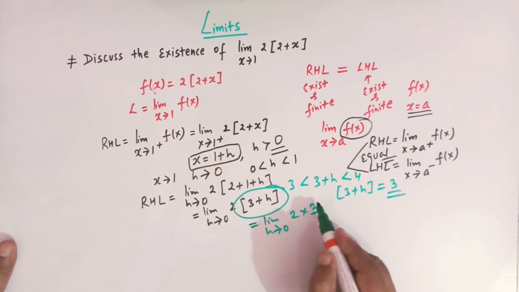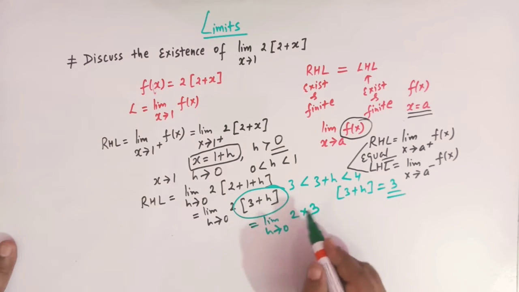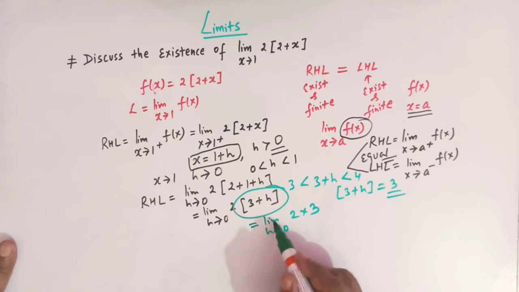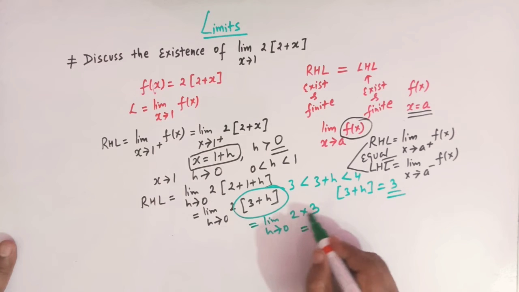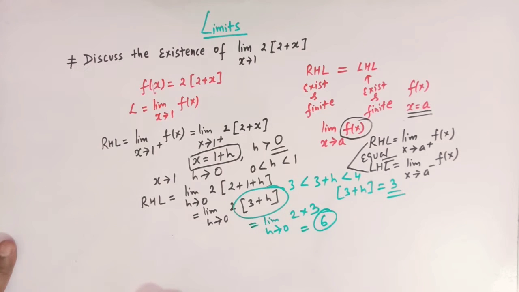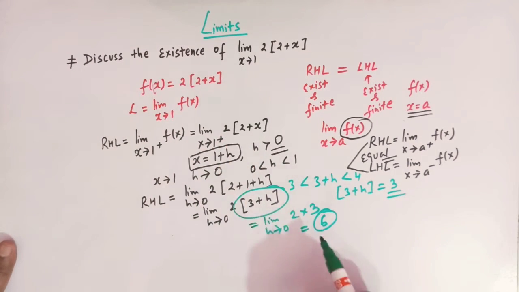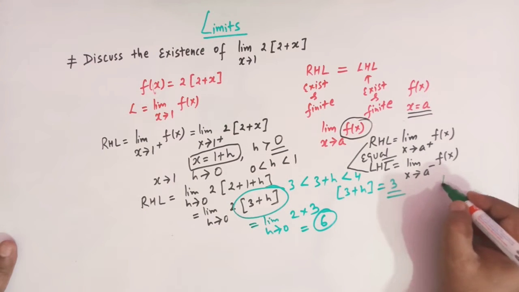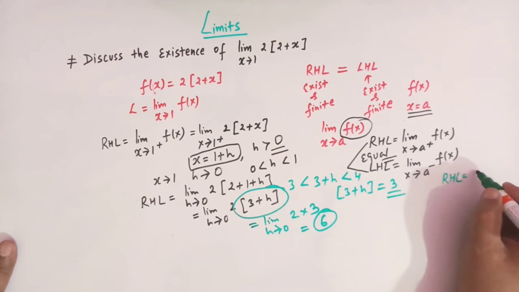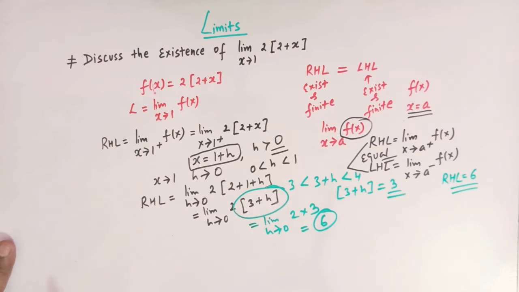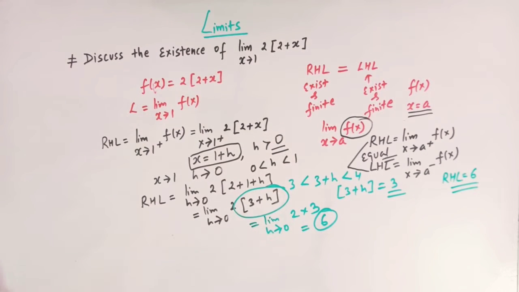So since we do not have any term containing h here, we can omit this limit h tends to 0 symbol. So we have 2 3s are 6, right? So the right hand limit of this function when x tends to 1 is 6. So we can write it here. So right hand limit is equal to 6. Okay, so now let us find out the left hand limit.